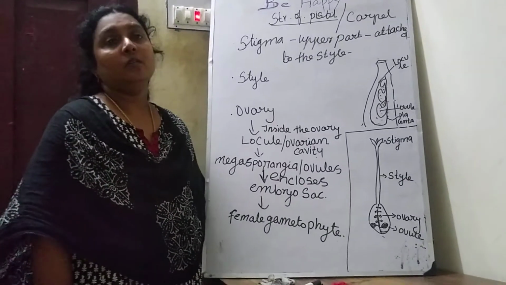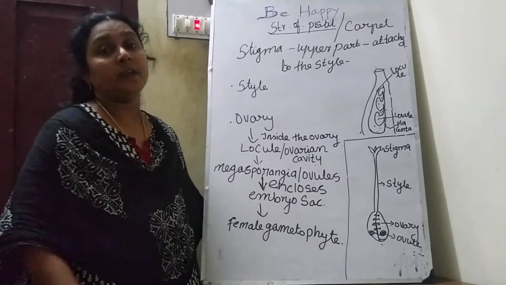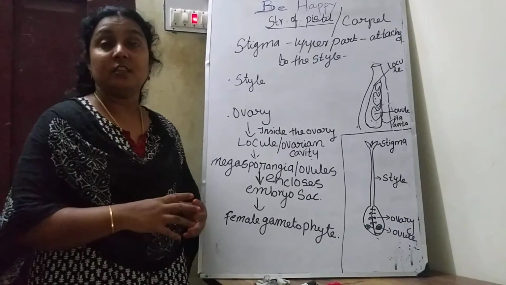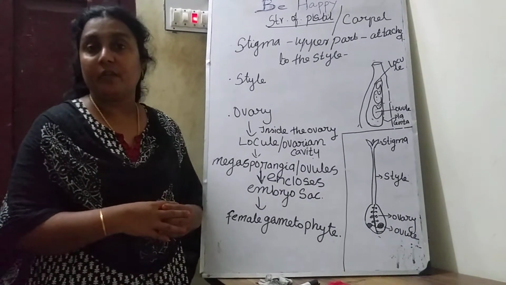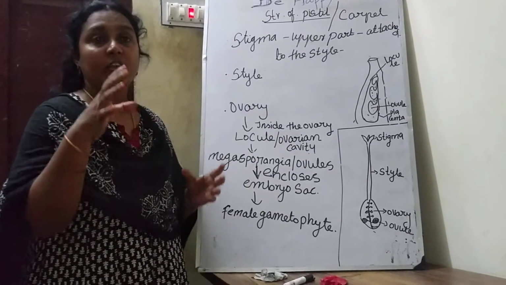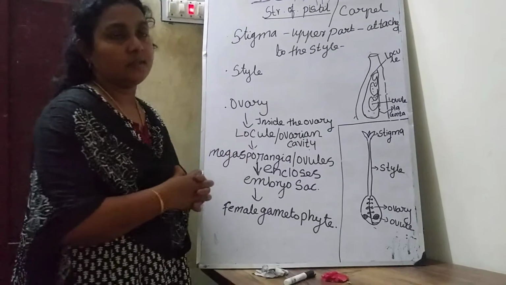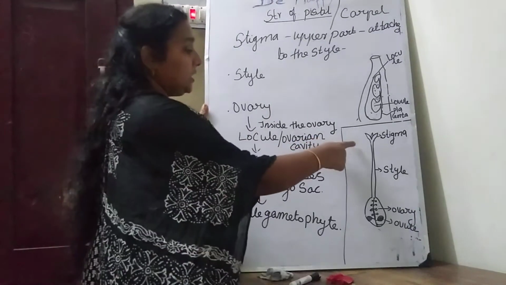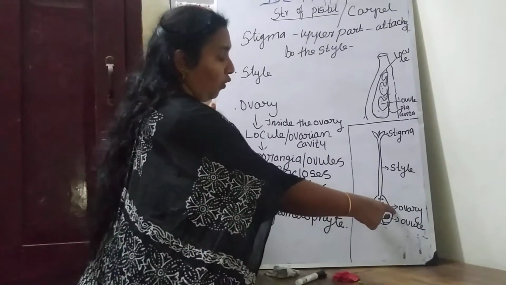Good morning everybody. Today let us discuss the topic structure of pistil or carpels. Gynoecium is the female reproductive part of the flower. It consists of pistil or carpels. Now we can see the structure of pistil. It consists of three main parts. They are stigma, style and ovary.